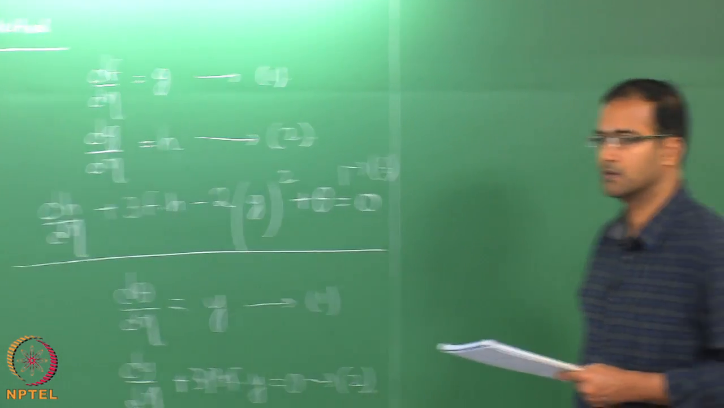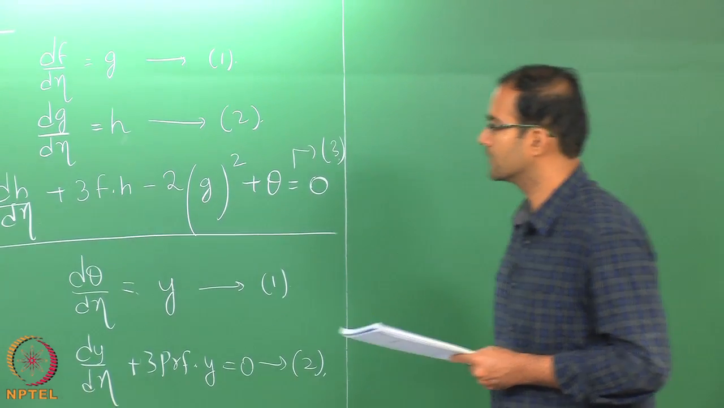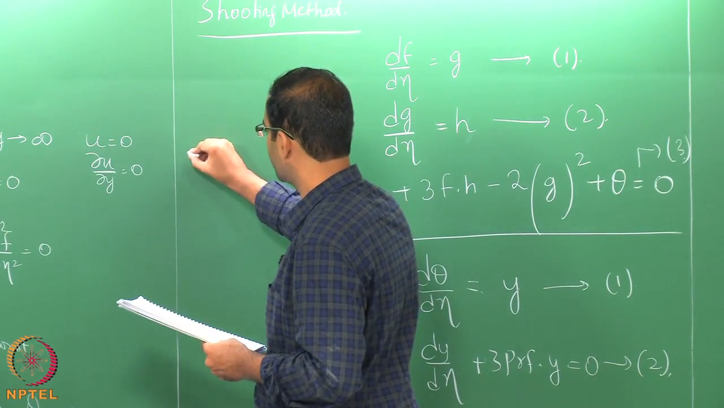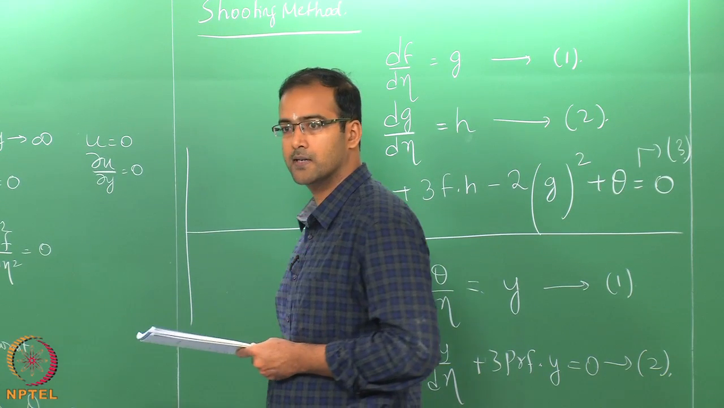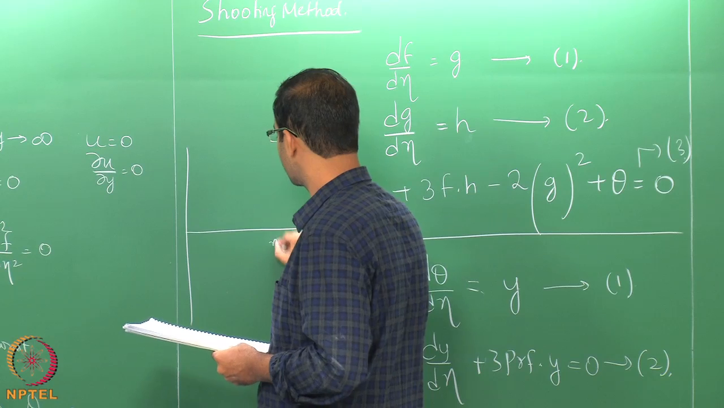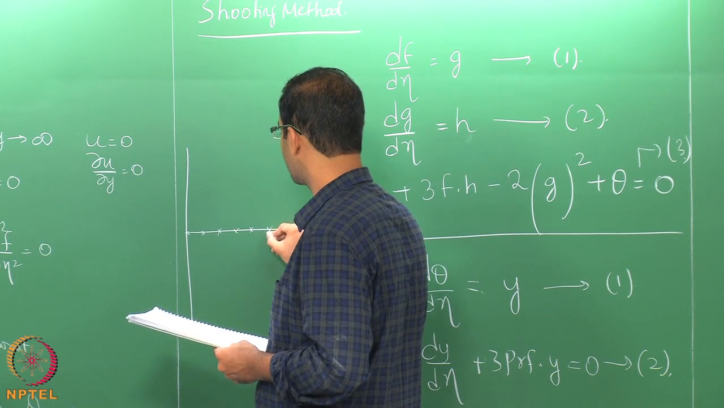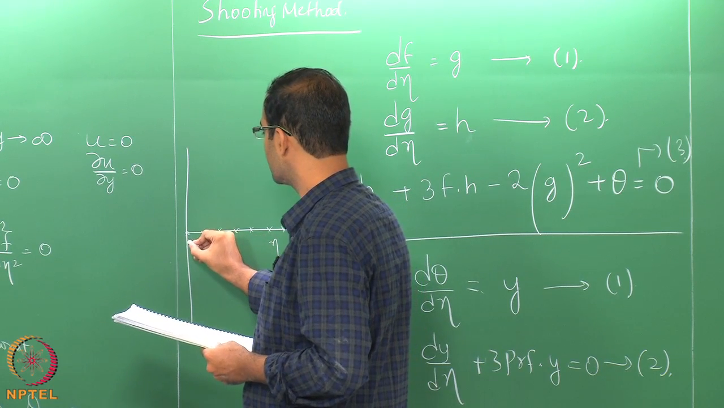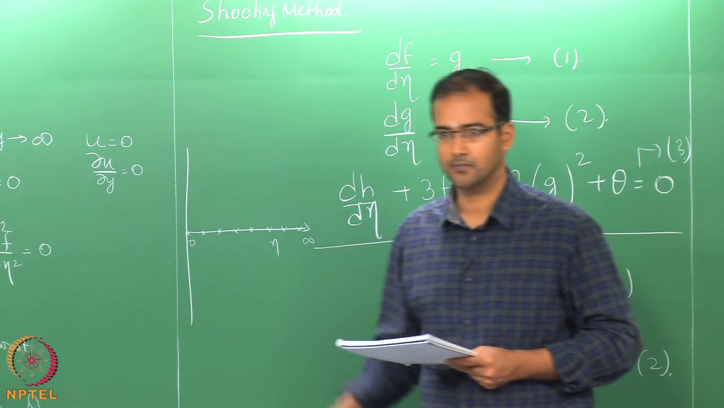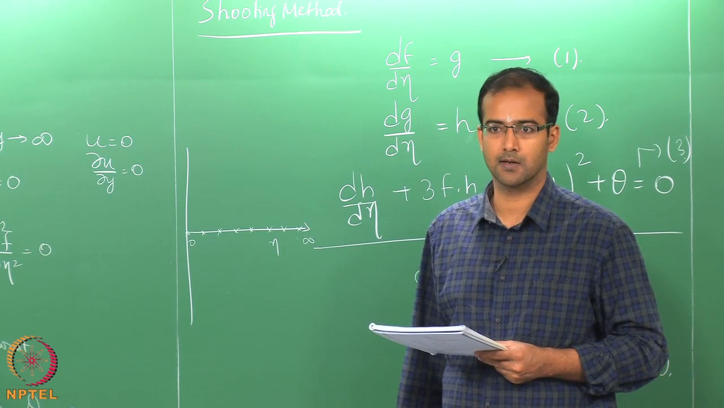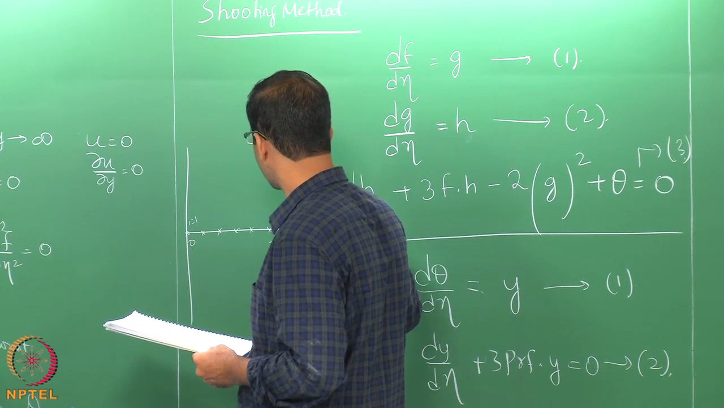This is how you have converted. So now you can take the vertical plate and discretize this in the eta coordinate system. So break this into a finite domain with a discrete number of points going from eta equal to 0 all the way to infinity, which will be some large value. It could be 10, 15, whatever. So you have points I equal to 1 all the way to I equal to n.